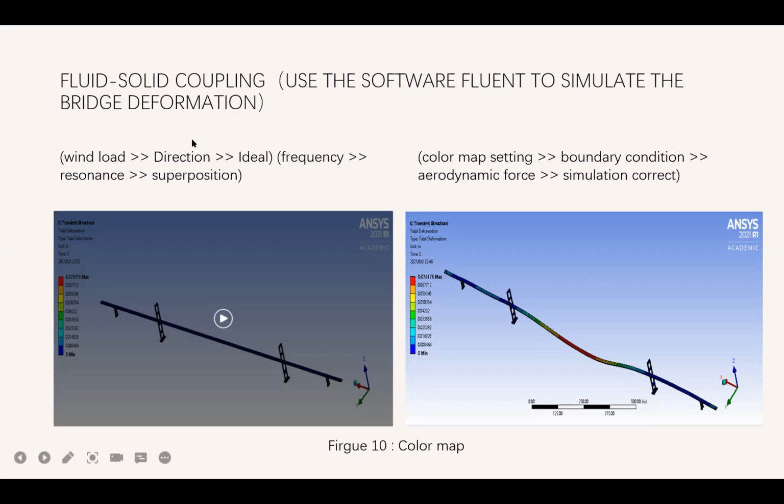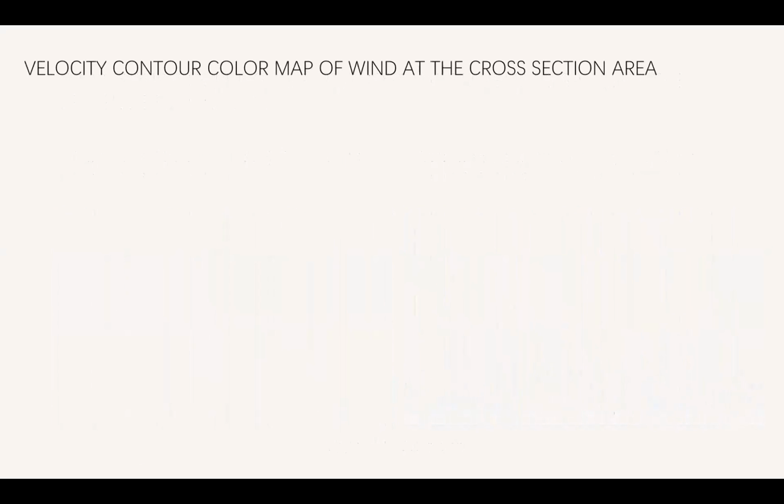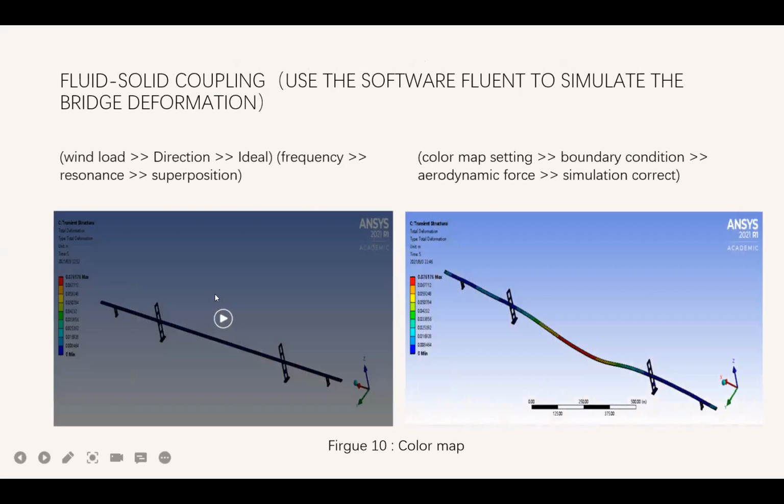For this part, we use the software Fluent in the ANSYS Workbench to simulate the wind and apply it on the horizontal section of the bridge at around 90 meters per second, which is exactly the direction of the wind that made the bridge collapse at the time.